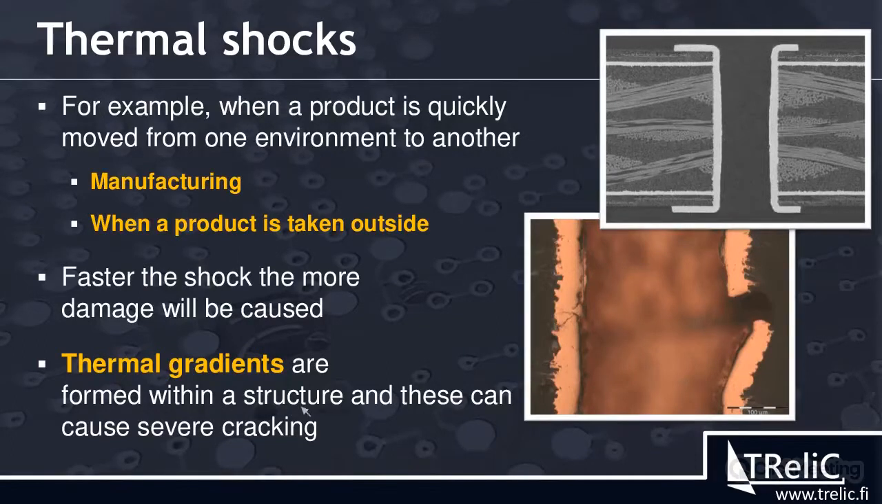So thermal shock is another, even a bit harsher version of this, but basically the point is that we have a very, very fast change from one temperature to another, which causes thermal gradients in the structure, and is, for example, a typical reason for why plated through holes in printed circuit boards, as shown here, fail.